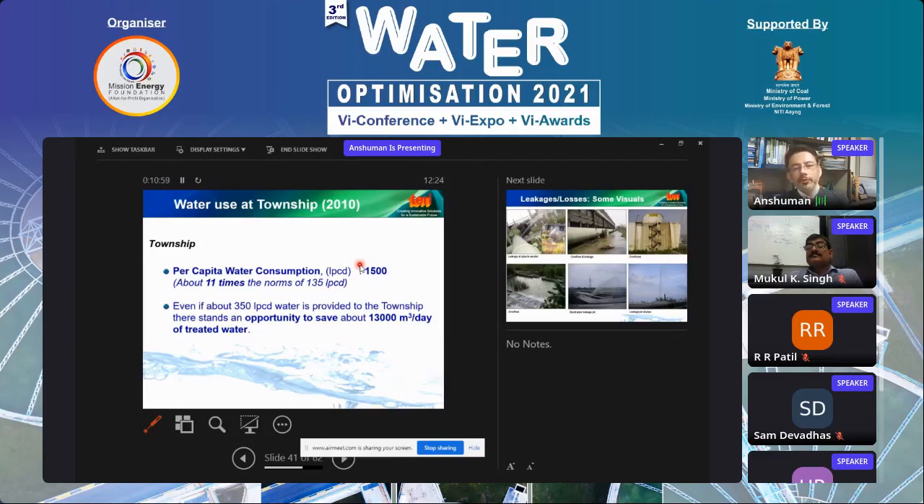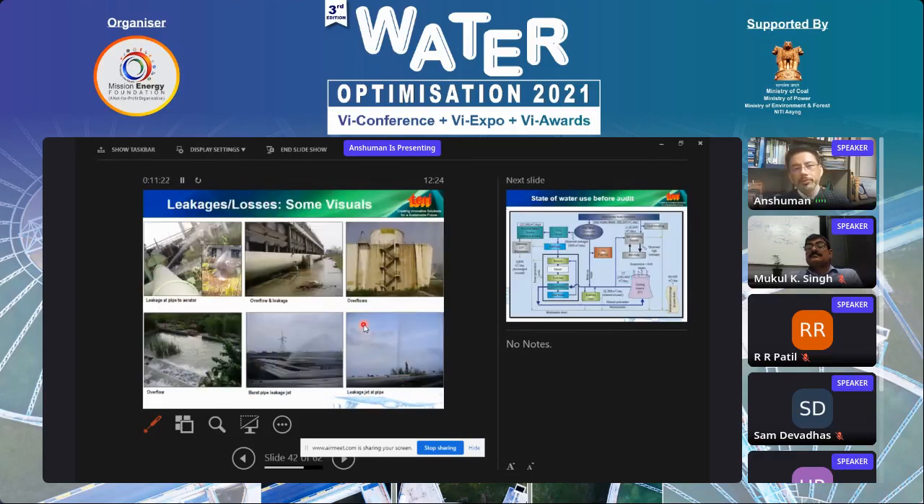Now, the norm for an urban setup is around 135 LPCD. And what we found was, even if we want to be lavish and supply around 350 LPCD of water, even then we'll be able to save around 13,000 meter cube per day of treated water. Although it's a bit difficult because changing human behavior takes time, initiation in that direction would really help in the townships of power plants.